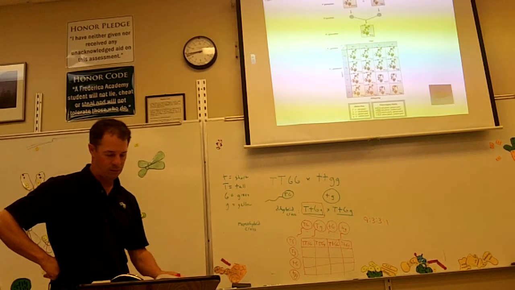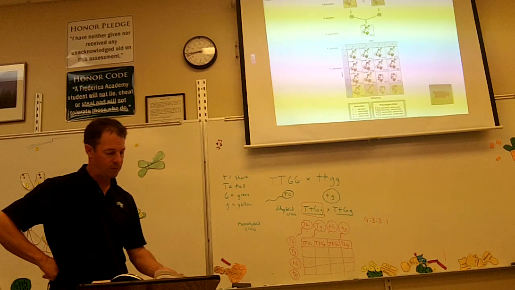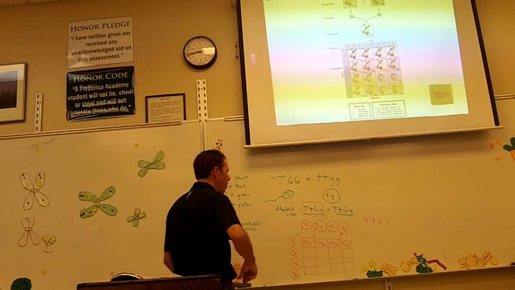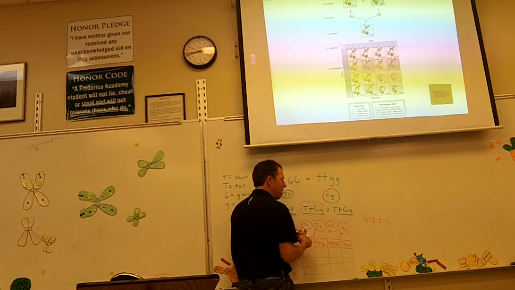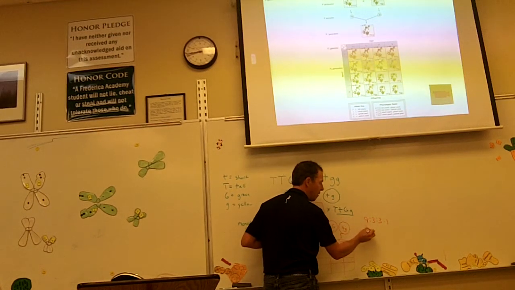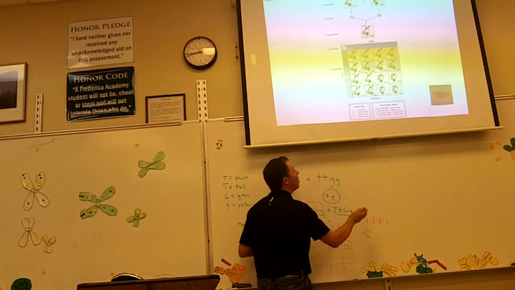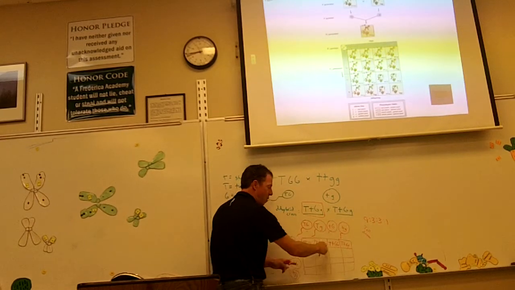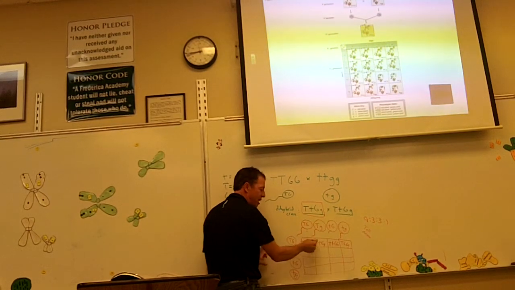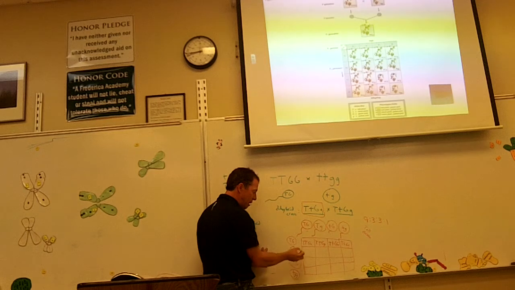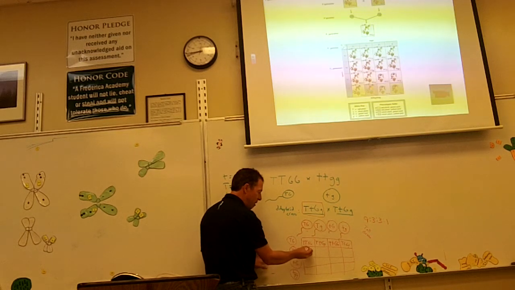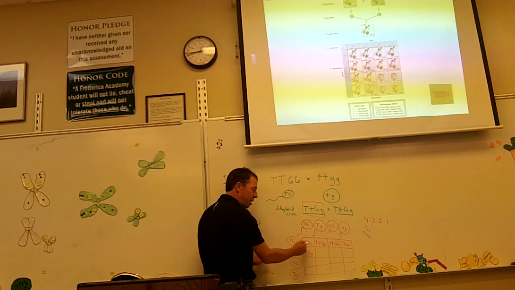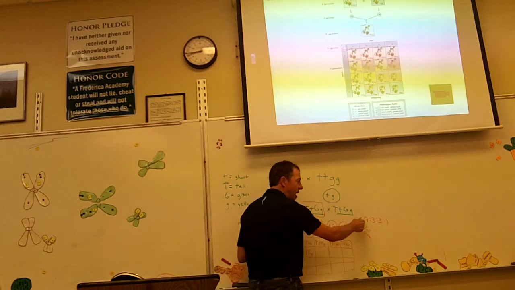Nine dominant. Can you go over which one is it? Nine tall green. If you do this square and count out the number of tall greens, I just did 4 of them. Here will be another one right here. Big T, big G, that's another tall green. If you do the whole square, you end up with 9 tall greens.